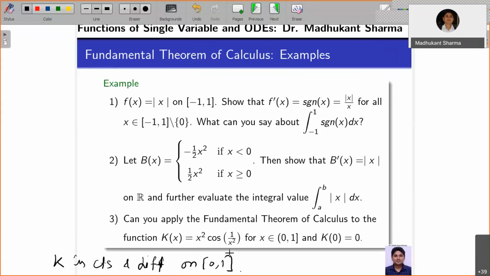Okay, so both properties hold: it is continuous as well as a differentiable function on 0 to 1. If you find K dash of x, use the product rule. One term is 2x times cos of 1 by x square, and the other is plus x square times the derivative of cos, which is minus sine. The derivative of 1 by x square is minus 2 by x cube, so minus times minus gives plus 2 by x sine of 1 by x square.